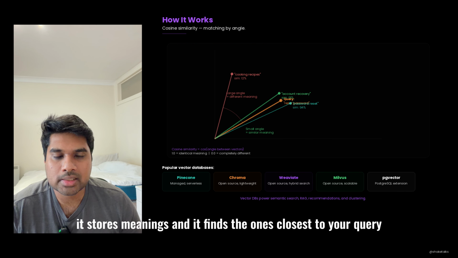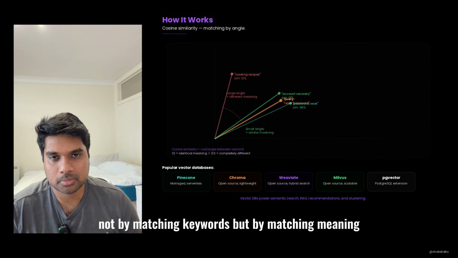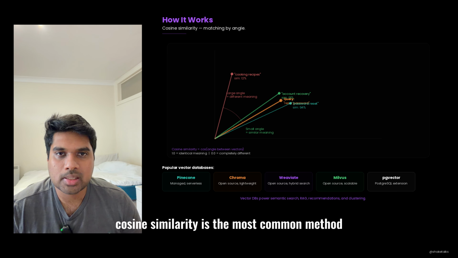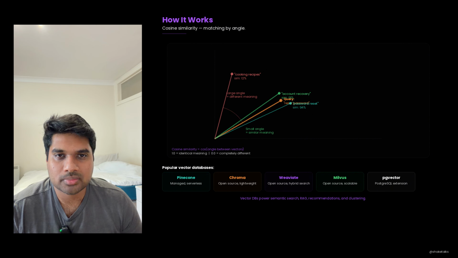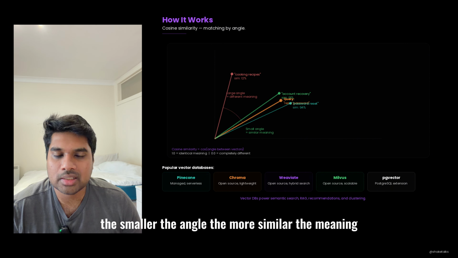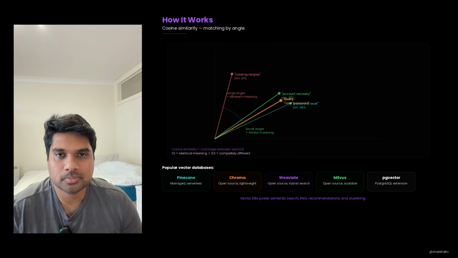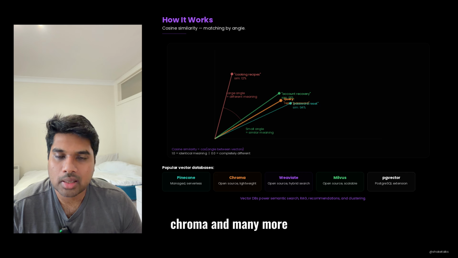It stores embeddings and finds the ones closest to your query, not by matching keywords, but by matching meaning. Cosine similarity is the most common method to find the similarity between two words. It measures the angle between two vectors. The smaller the angle, the more similar the meaning. Some of the vector DBs out there are Pinecone, Chroma, and many more.